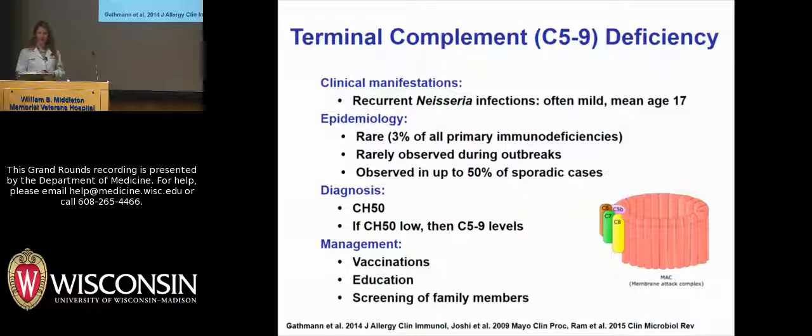What's the management here? Vaccinations are key. We now have a vaccine for serogroup B. Education for the patient, knowing that they're at risk for this infection, if they have fever or a rash consistent with Neisseria, that they should be evaluated promptly. And then screening of family members. These are inherited disorders, so siblings can be checked, and if positive, they can undergo the education and the vaccination earlier.